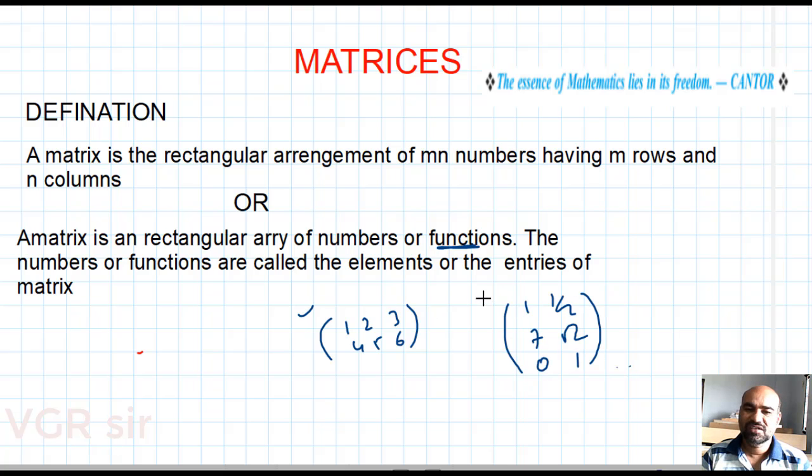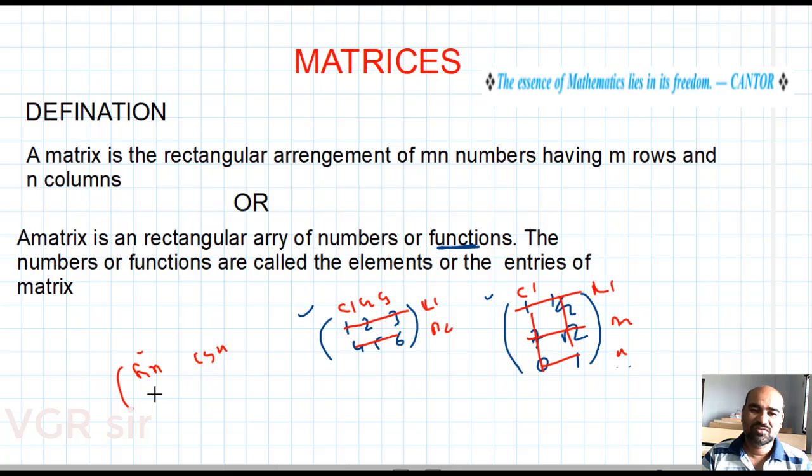This is one matrix. This is also another matrix. This matrix contains 2 rows R1, R2 and 3 columns C1, C2, C3. This matrix has 3 rows R1, R2, R3 and 2 columns C1 and C2. Here we just arranged numbers. Sometimes you can arrange functions also: sin x, cos x, 1, 2. This is also called a matrix. This matrix also contains 2 rows and 2 columns.